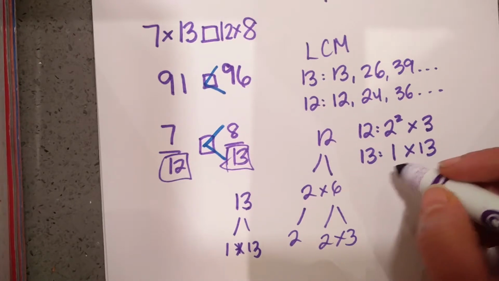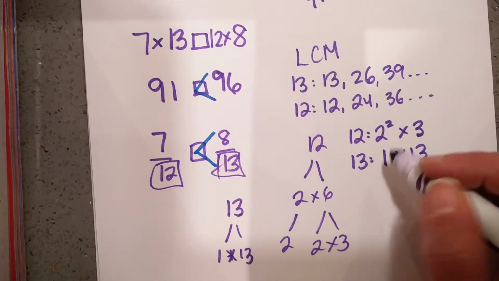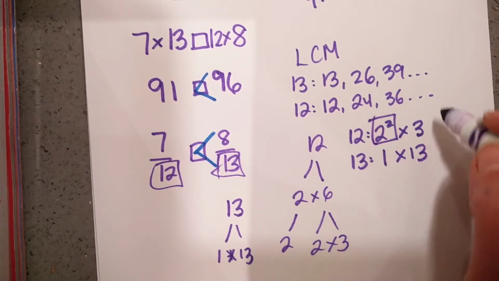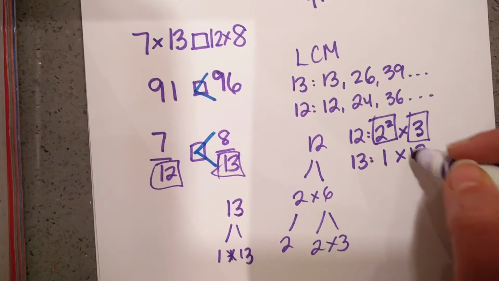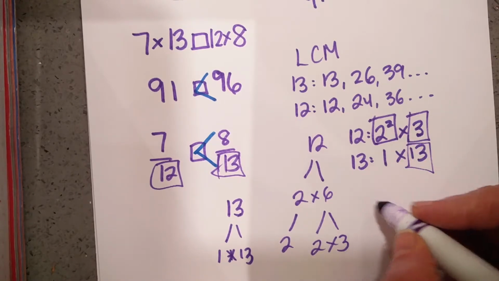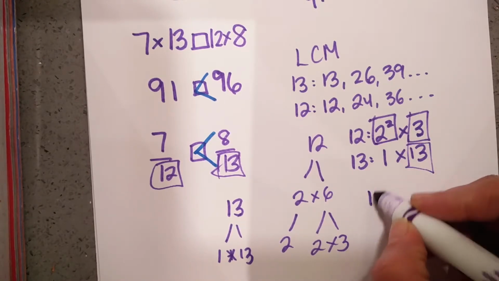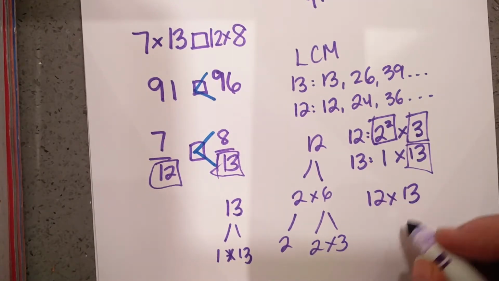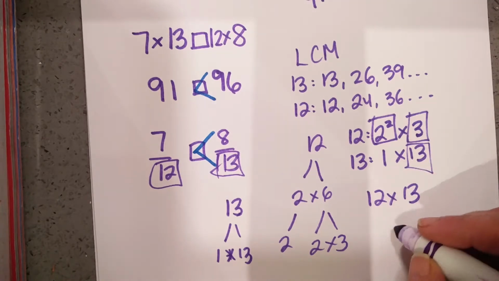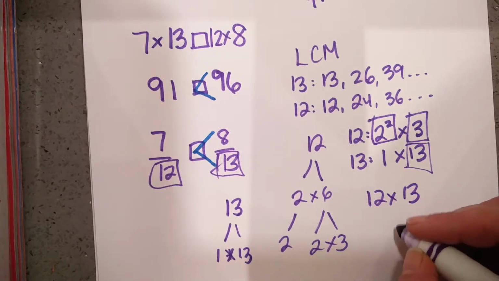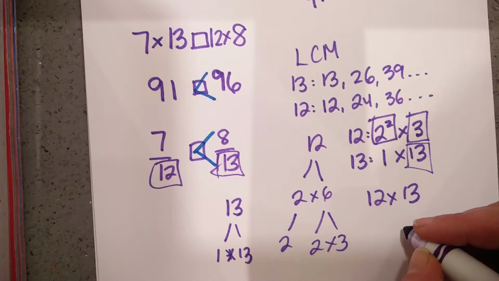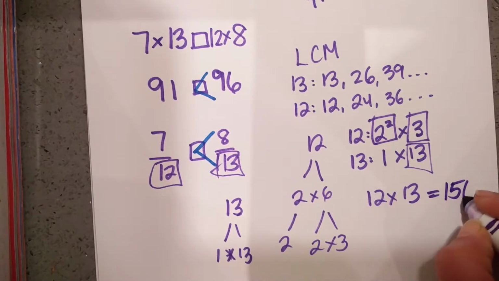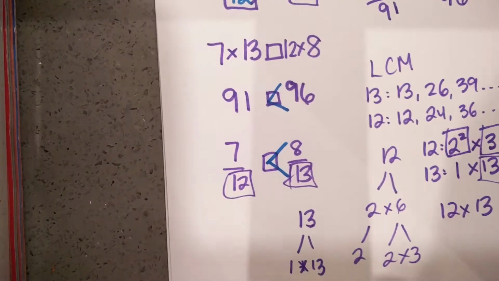So remember, we're going to take the most amount of each thing. So I have here 2 squared times 3 times 13. So the lowest common multiple essentially is going to be 12 times 13. That's as low as we can go. So what is 12 times 13? Well, I know 12 times 12 equals 144. And if I add one more 12, that gives me 156. So 12 times 13 has to equal 156.